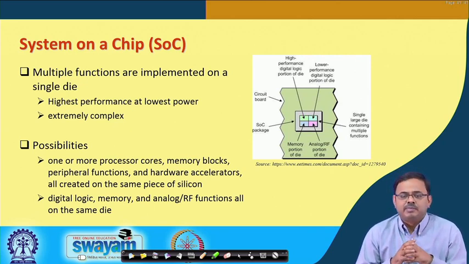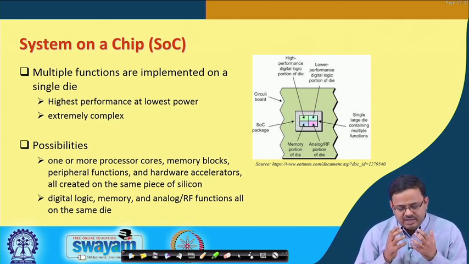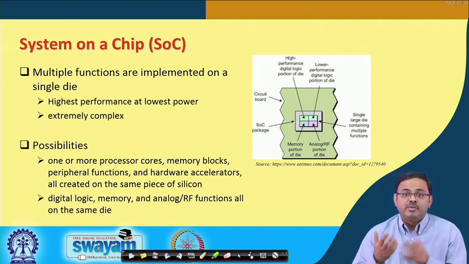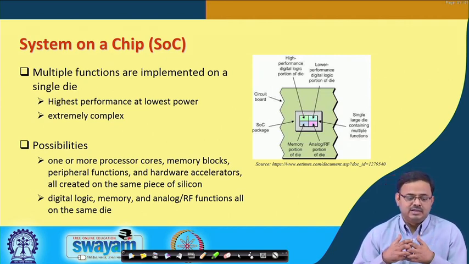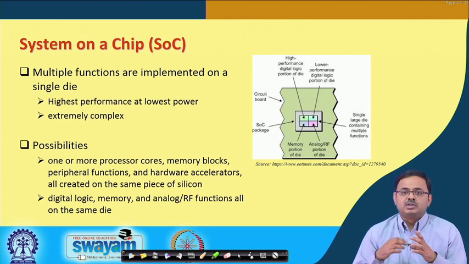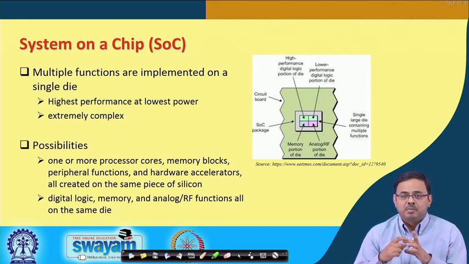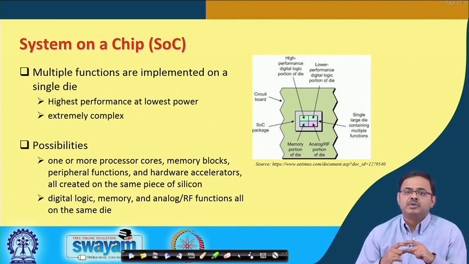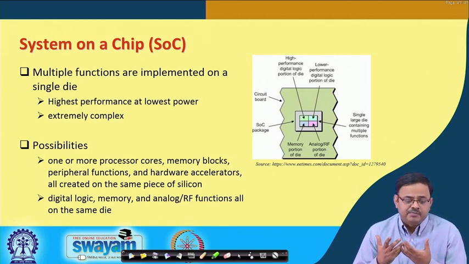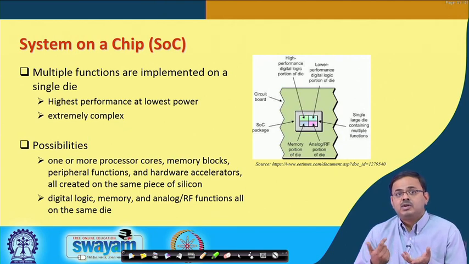So, system on a chip, as the name suggests, is a single piece of silicon with multiple functionalities inside. Therefore, of course, the circuitry becomes very complex, costly, with intricate designs, all that stuff definitely. But if you succeed in doing this, then you have the highest performance at the lowest power.